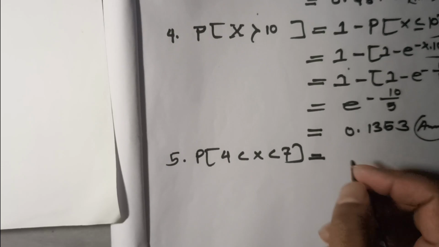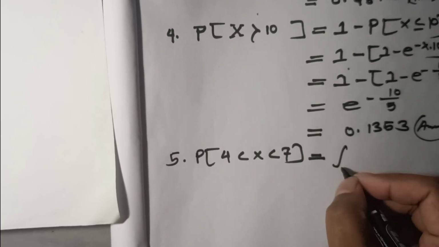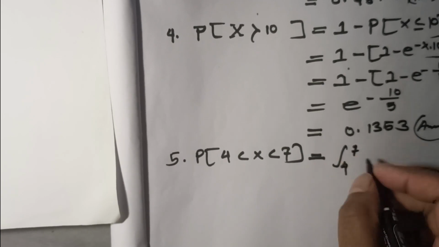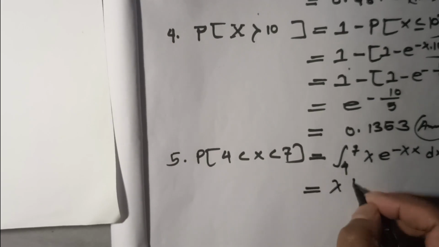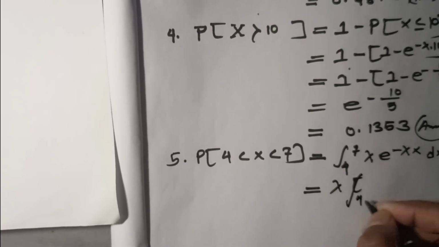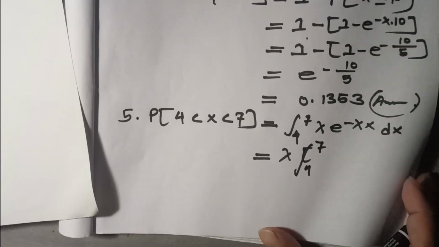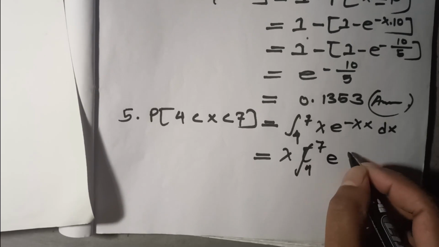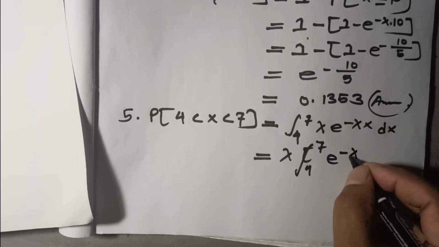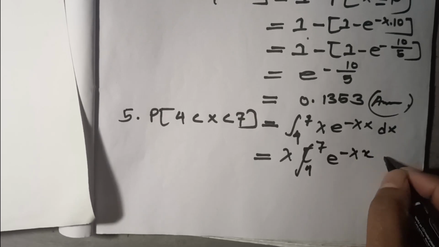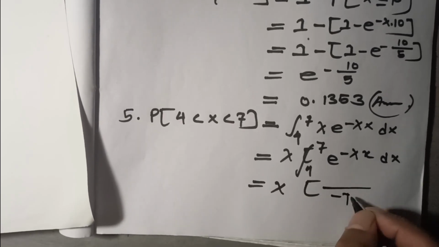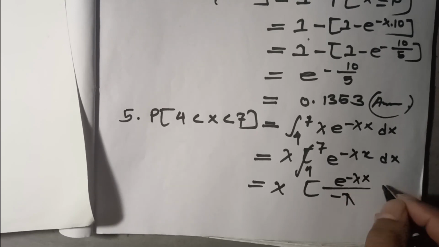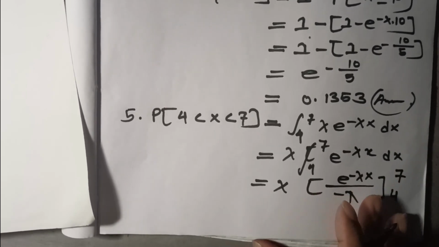So we have to integrate from 4 to 7 the function lambda e to the power minus lambda x, which is our PDF, dx. Lambda out of that, sorry, 4 to 7, and we have e to the power minus lambda x dx. Now we will easily calculate this one: minus lambda e to the power minus lambda x from 4 to 7.